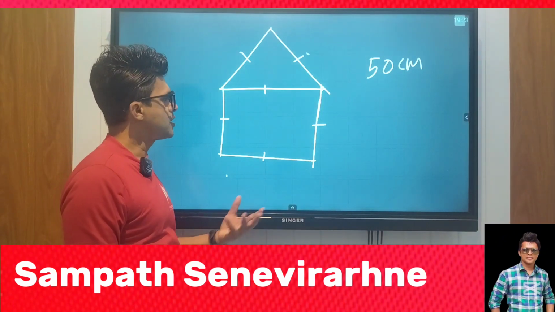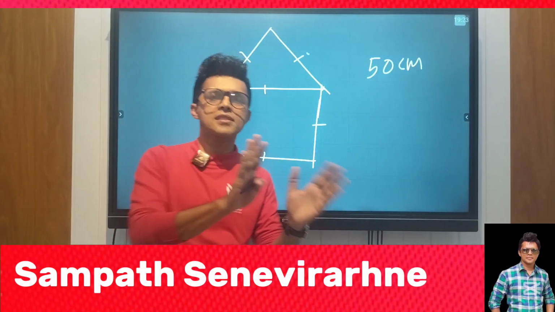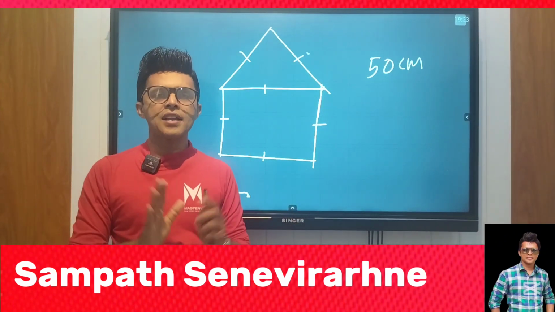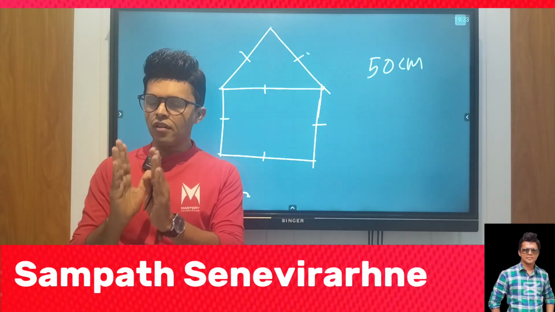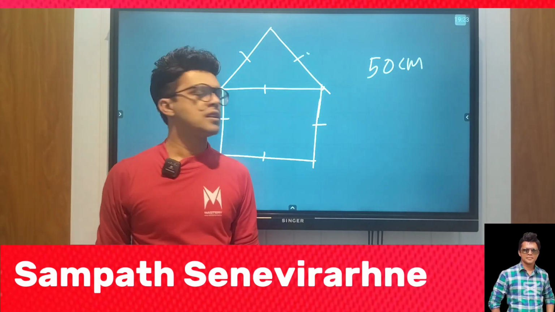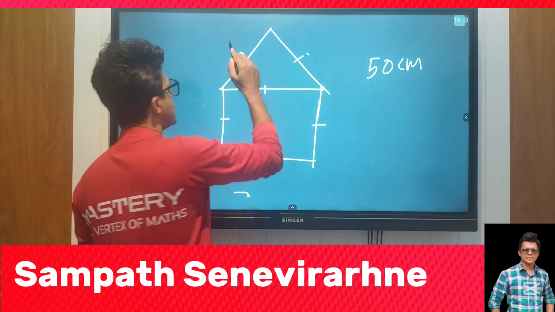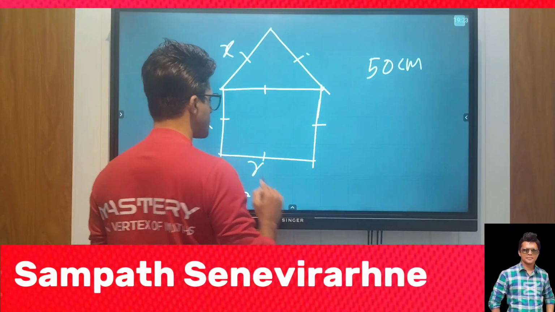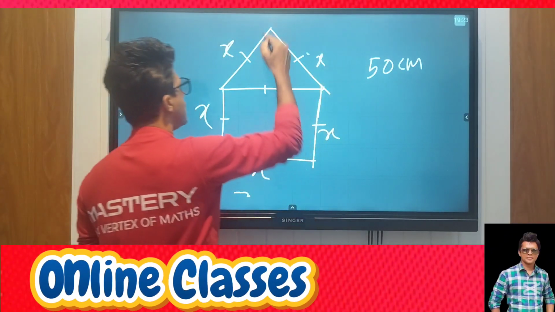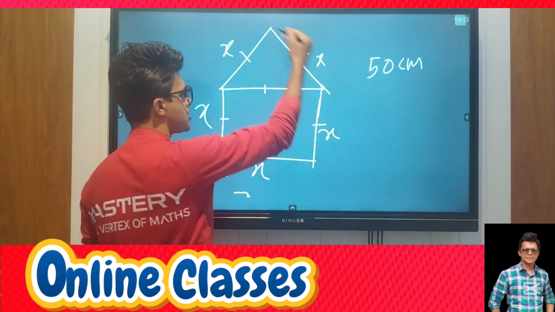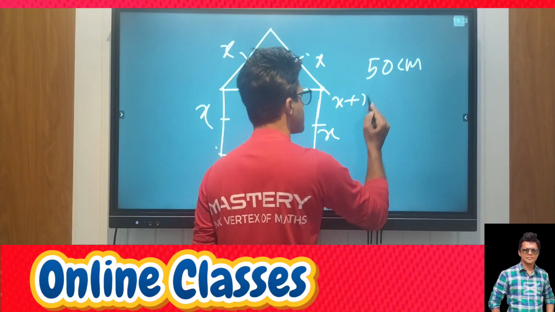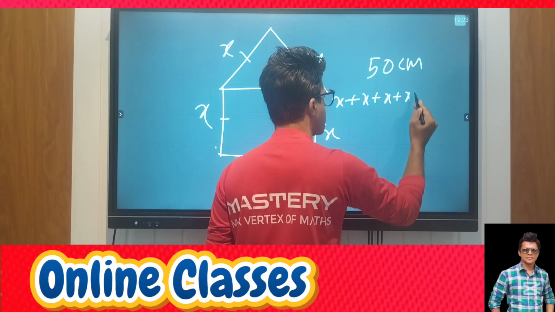The question is to find a side of the equilateral triangle. A side can be taken as x. If this is x, this one x, this one x, this one x, this one also x, then x plus x plus x plus x plus x.